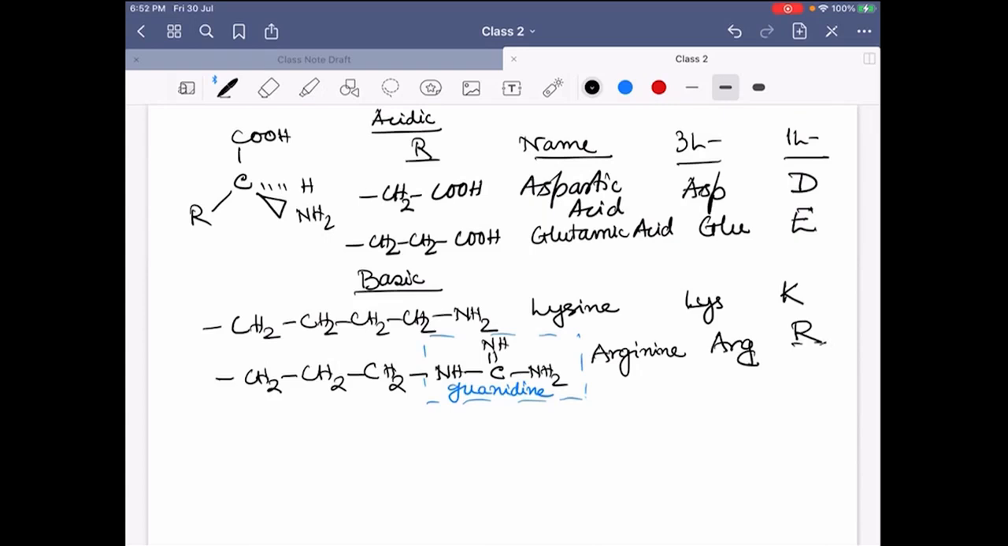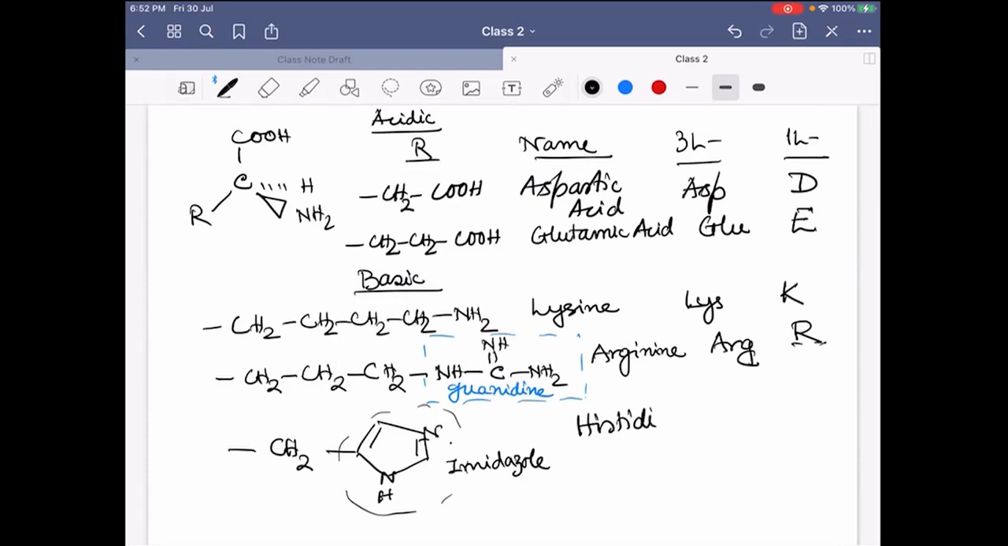And then the other one we have in the basic group, which you can also consider in the aromatic group, but you put it in the basic group because it mostly plays its role in basic systems, where you have an imidazole group over here. The name of the system is actually histidine, the amino acid, HIS and H. So these are all the acidic and basic groups that fall into the natural amino acids.